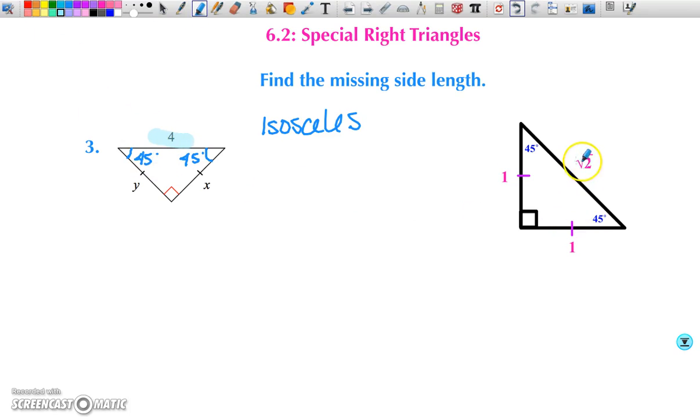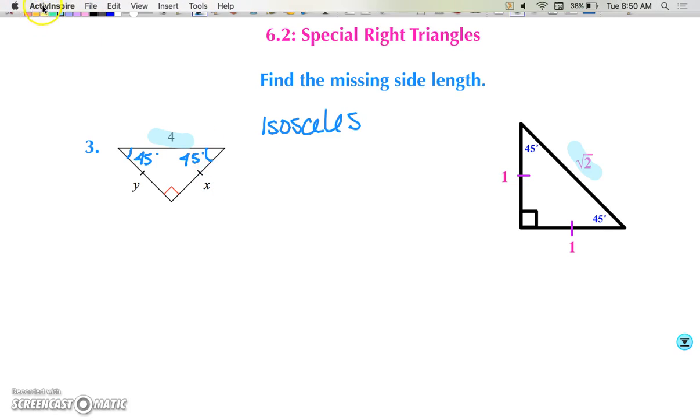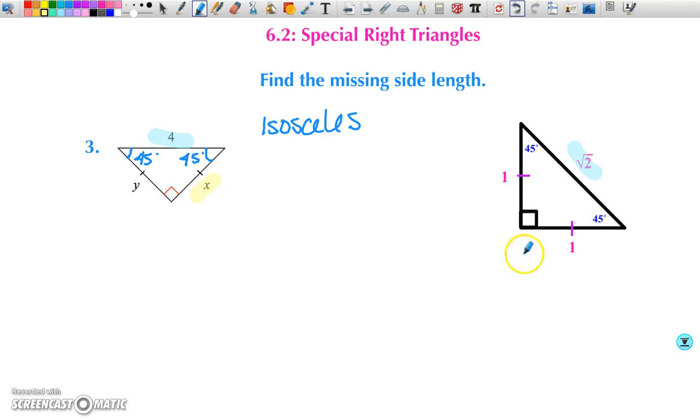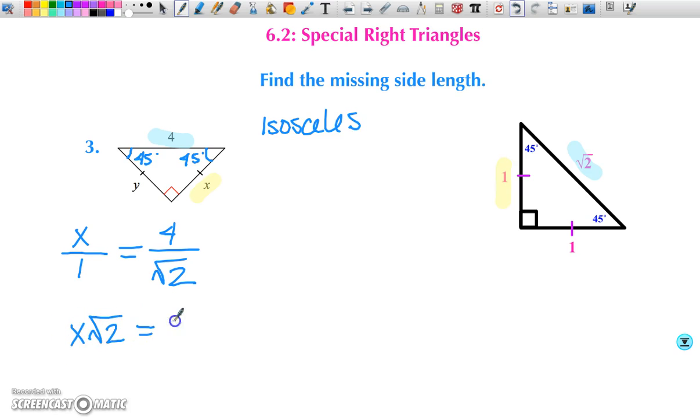So hypotenuse matches up to hypotenuse, and let's go ahead and just solve for x. X matches up to the side along 45 and 90, which is 1. So when you go to write your proportion, put x over 1 and set it equal to 4 over the square root of 2. So when you do your cross multiplying, you get x times the square root of 2 equals 4. Divide by the square root of 2 to get rid of that from your x. So you end up with x equals 4 divided by the square root of 2.